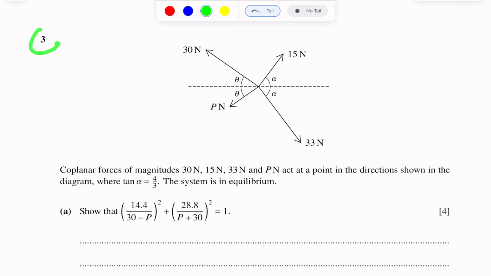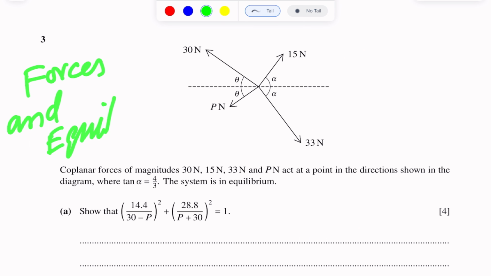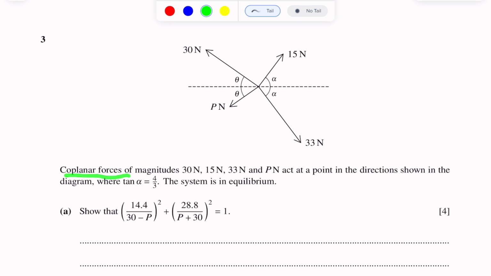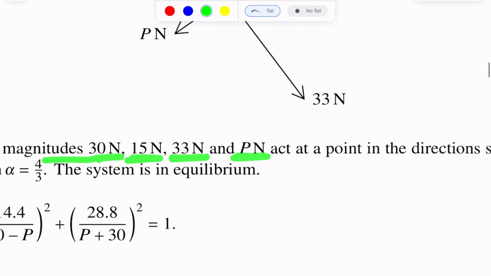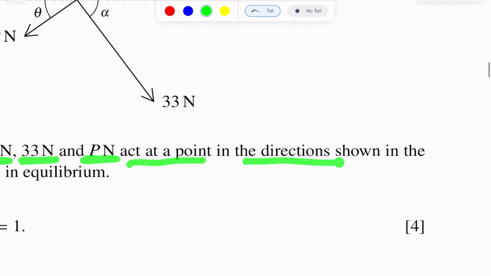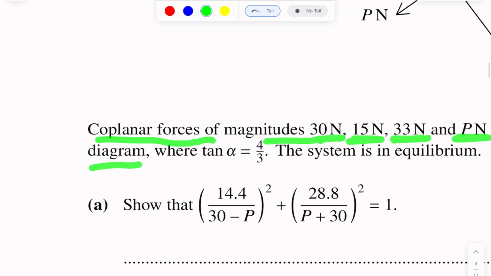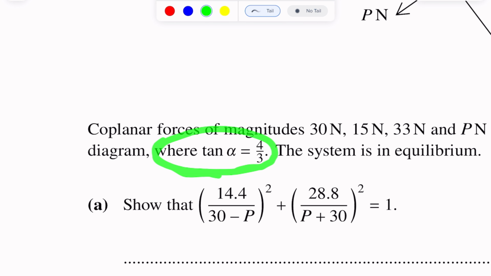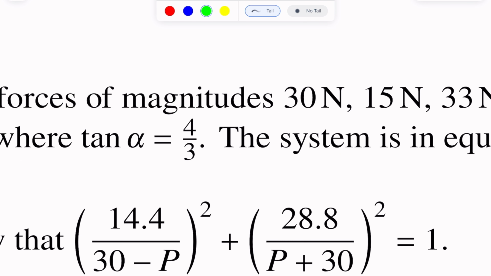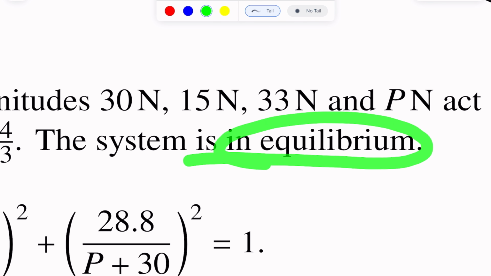Question number 3. This question is from forces and equilibrium. Coplanar forces of magnitude 30 Newton, 15 Newton, 33 Newton, and P Newton act at a point in the directions shown in the diagram, where tan alpha is equal to 4 over 3. The system is in equilibrium.